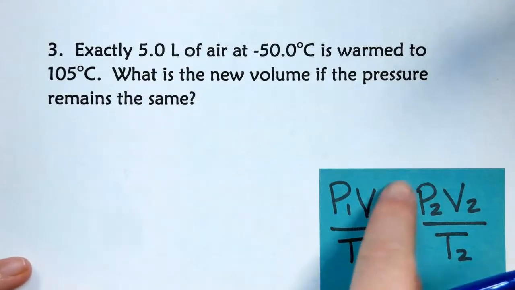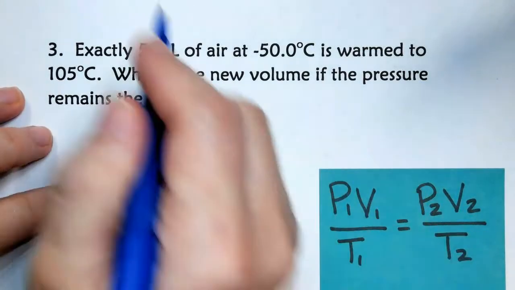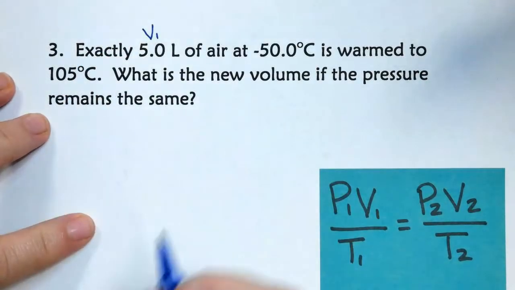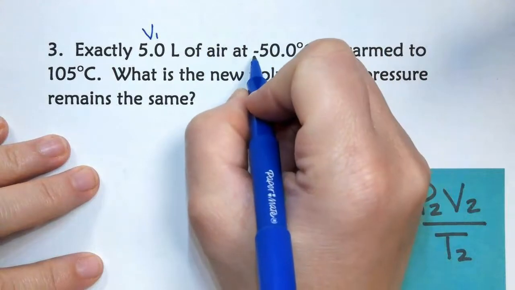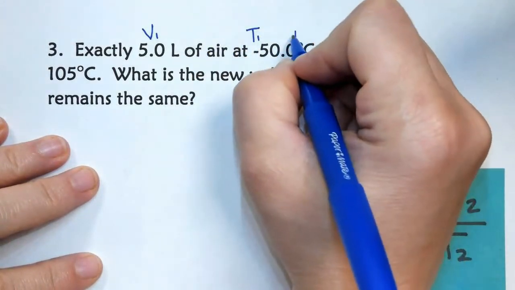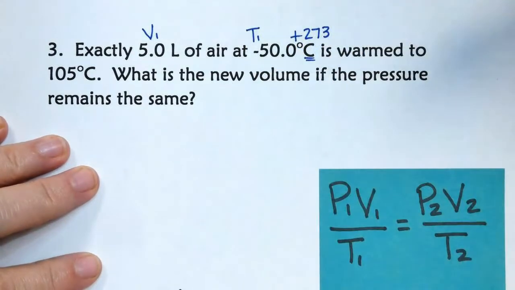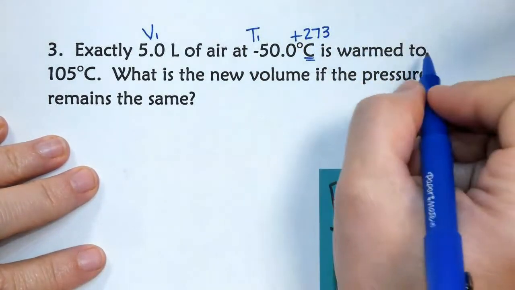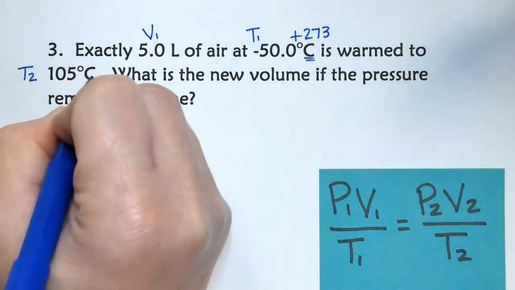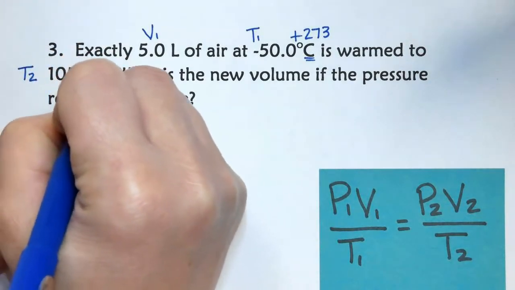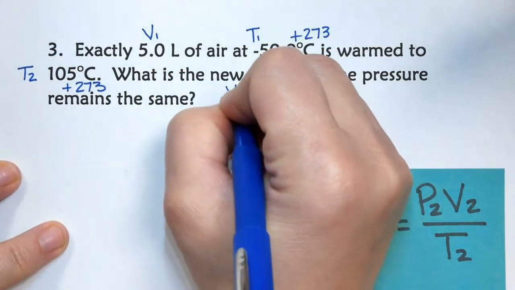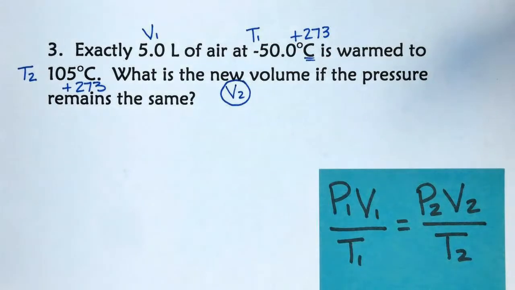Problem number 3. Again, here's our equation. Let's label our variables. Exactly 5.0 liters, that's my first volume, so I'll call that V1, of air at negative 50 degrees Celsius. That's my first temperature, and because it's in Celsius, add 273 to turn it into Kelvin. It is warmed to the second temperature, T2, of 105 degrees Celsius, add 273 to make it into Kelvin. What is the new volume? So V2, and I'm going to circle it so I know that's what I'm solving for.